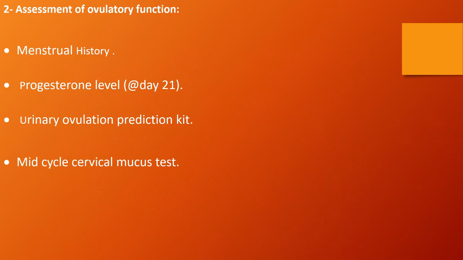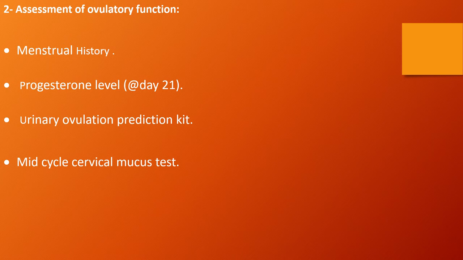Assessment of ovulatory function. Menstrual history. As I said, menstrual history is very important. From menstrual history, we can determine whether the cycle is ovulatory or not. Women who have regular menses approximately every 28 days with premenstrual symptoms are most likely ovulatory.